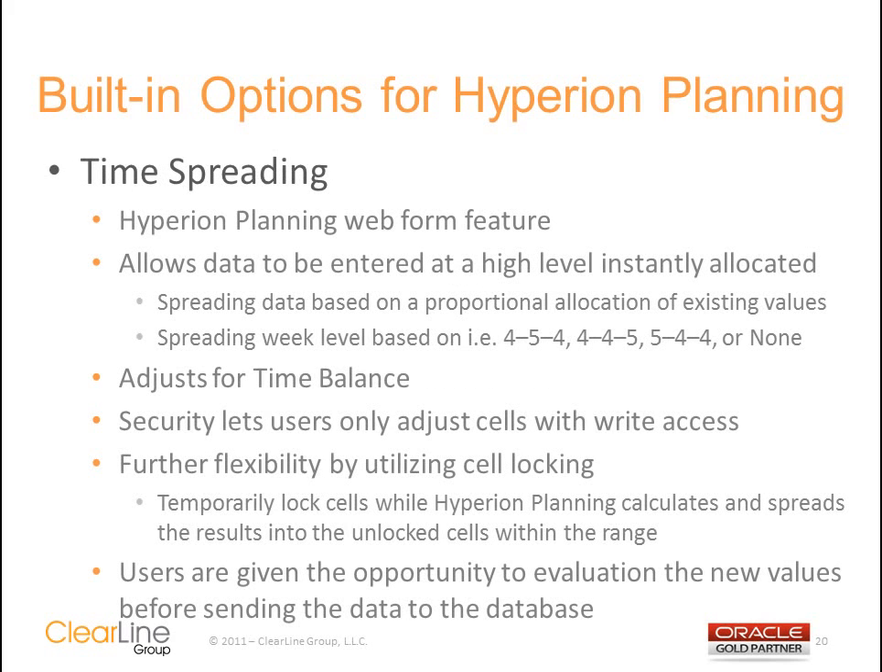The next planning option is time-based spreading on a web form. This allows data to be entered at the upper levels of the time dimension and instantly allocated. It will spread data proportionally and can adjust for things like a 445 calendar and time balance members. This feature only lets users adjust the cells that they have write access to, and it still allows them to evaluate the data before sending it back to the database.